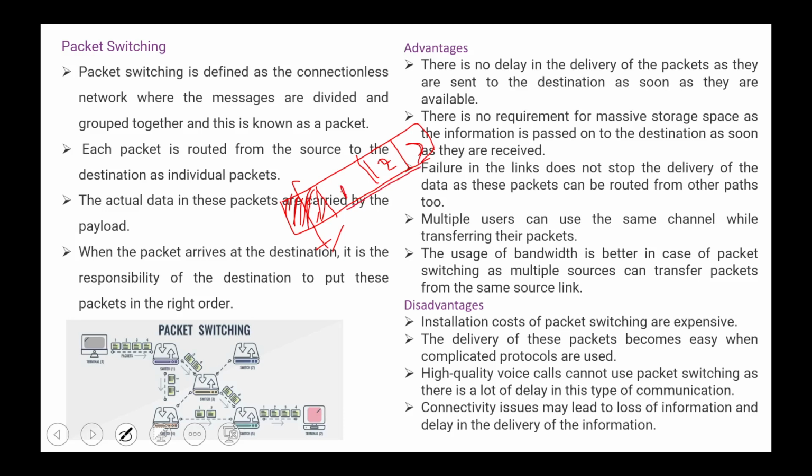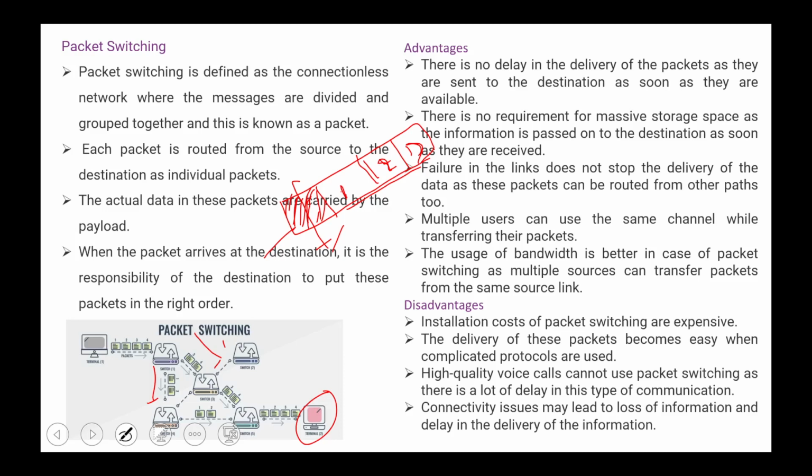So the data will be divided into 1, 2, 3. Each will have a header, and the data will be divided accordingly. Suppose there are 4 packets, 1 2 3 4, going from the terminal. Packets 3 and 4 may come through one path, and 1 through another. So data will go through in parallel through terminal 2. But in the case of circuit switching, you can send only one data at a time. You cannot send data in parallel.